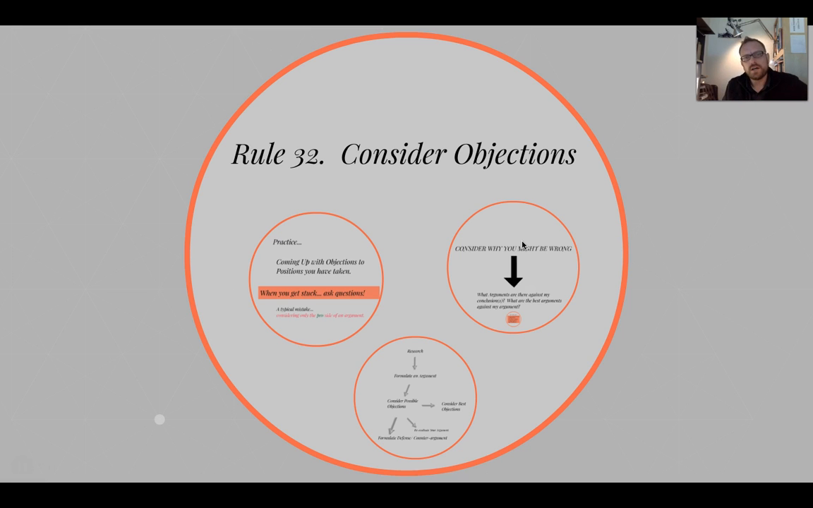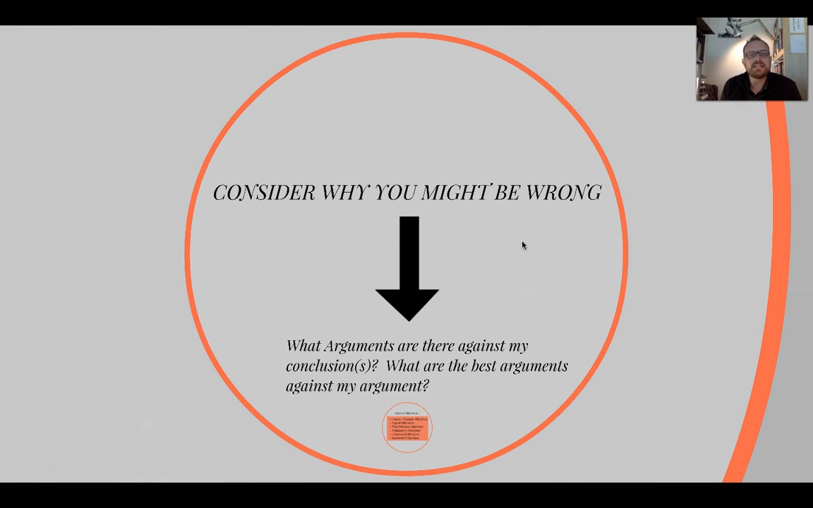Now, the first rule we're looking at here is Rule 32, consider objections. This is important because whenever you build an argument, by this point in terms of developing your own extended argument, you've already essentially structured your ideas into an argumentative form. But one of the next things to do, once you've figured out the basic elements of your argument, is to consider what the possible objections to that argument might be.